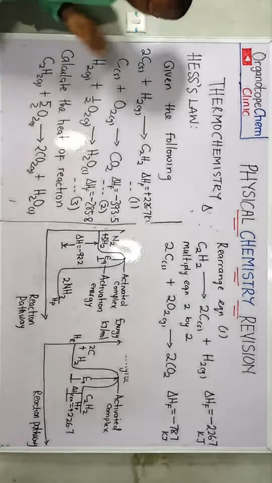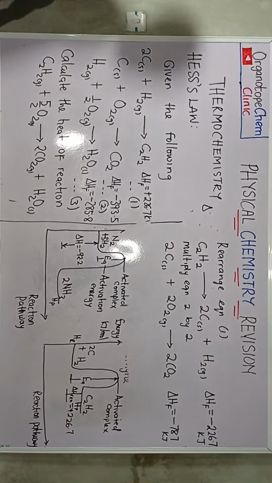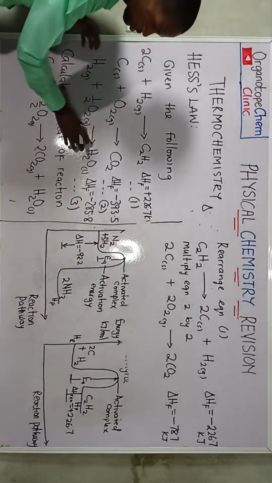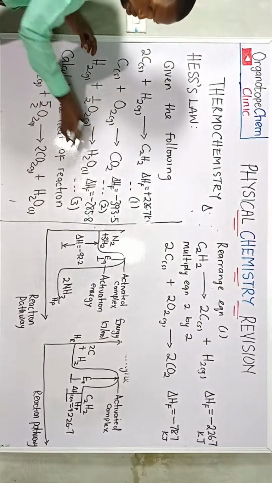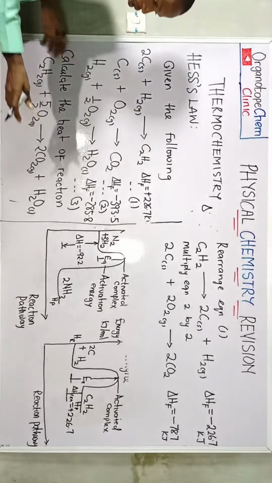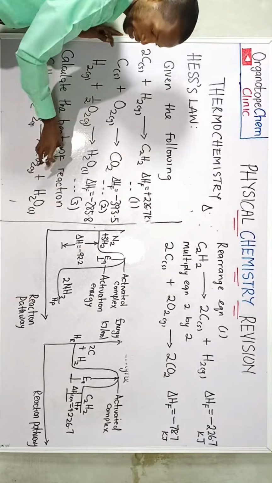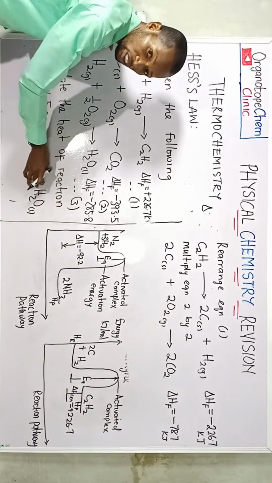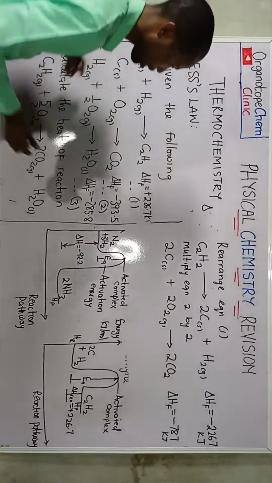This third equation, don't disturb it now. For this third equation, we need water on the product side. So it is on the product side, right? So we do not need anything. We don't need to multiply since the coefficient of water is 1, and right here the coefficient of water is 1. So let's have it.